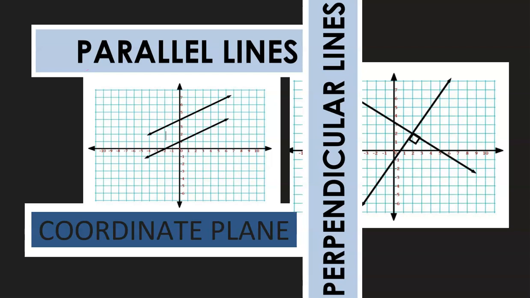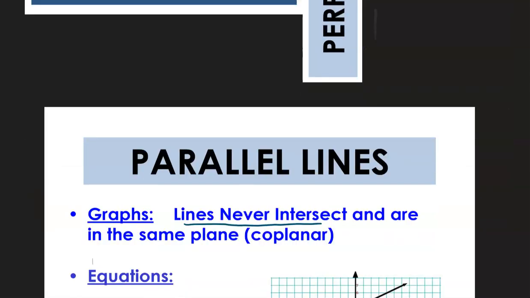In this video, we're going to look at parallel and perpendicular lines in the coordinate plane. We're going to focus on the relationships that these lines have based off of their slope and their y-intercept. So let's first take a look at parallel lines.